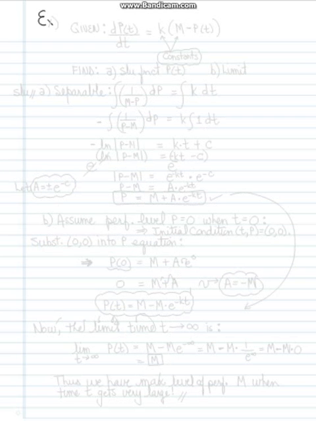As an example, we are given a differential equation. It's P of t. P is a function of t, but it's d/dt, the derivative with respect to time of performance as a function of time, is equal to a constant k times M, where M is a constant. It's actually the maximum performance level minus P, which is a function of time.